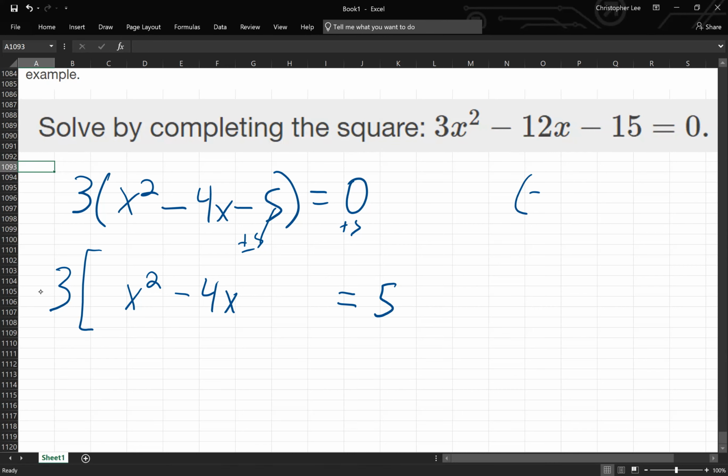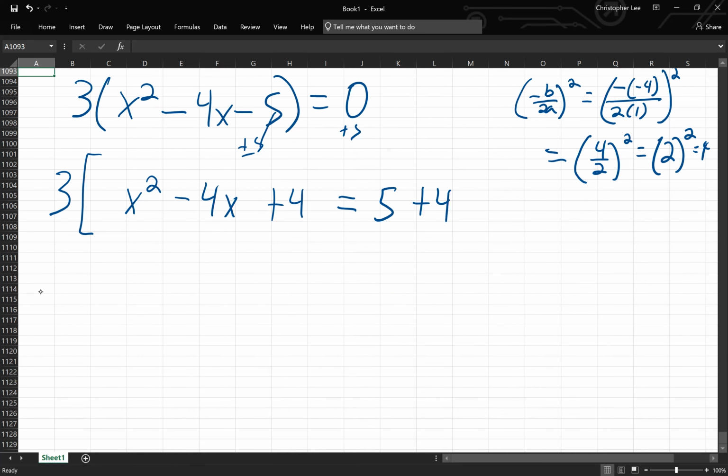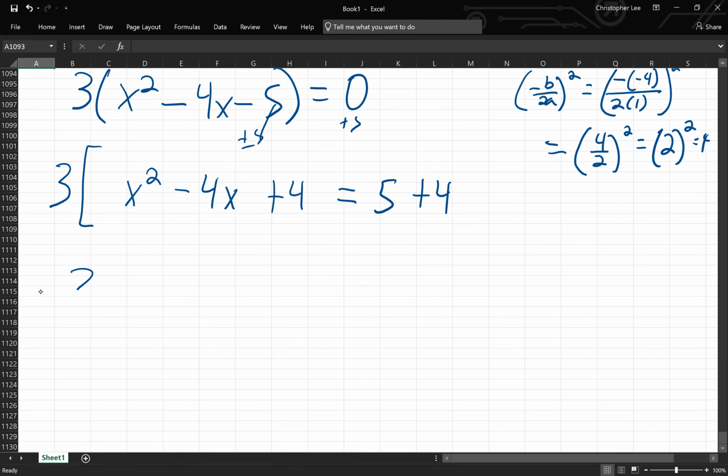And then you already know what's going to happen after that. We're going to do the formula, negative b over 2a, squared. So this is going to be negative of -4 over 2 times 1, squared. So that's going to be 4 over 2 squared, which is what? 2 squared, very good, which is 4. So I'm going to add 4 to both sides, right? When I add 4 to both sides, what do I have now? I have 3 times x minus 2 squared is equal to 5 plus 4, 9, right?